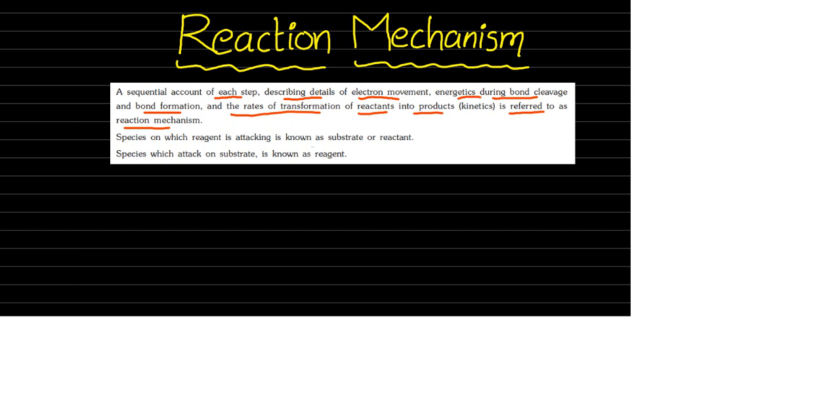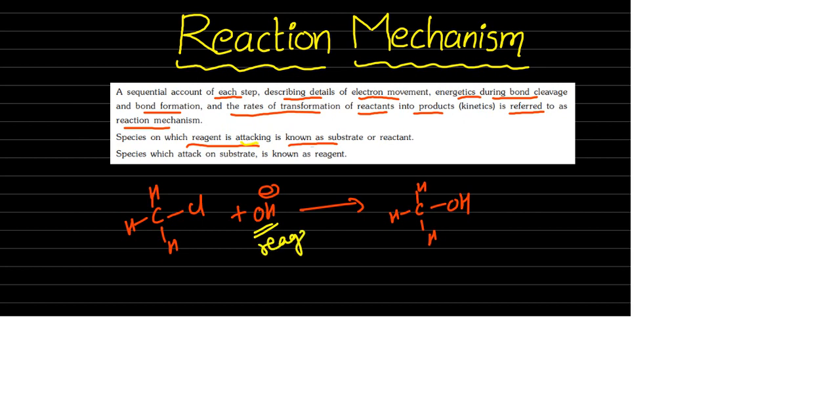Now here, the species on which the reagent is attacking is known as substrate. Suppose here this is methyl chloride. On this methyl chloride OH minus is attacking and forming methyl alcohol. Okay, so this OH minus, this attacking agent, is known as reagent. This is the reagent.